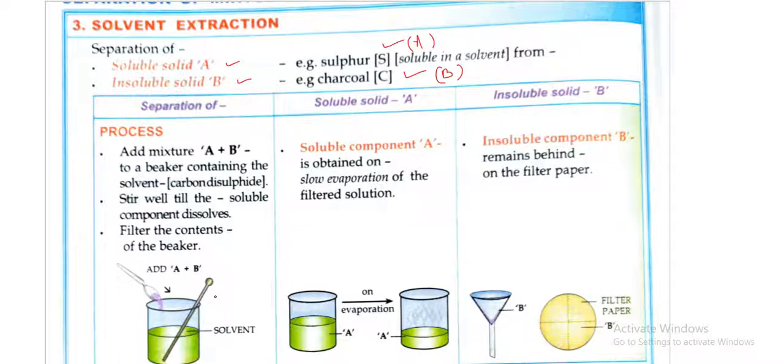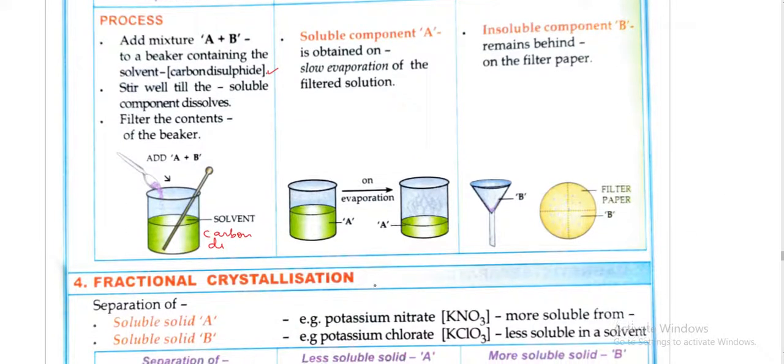We have taken the solvent carbon disulfide. Now after mixing it thoroughly, we will see that one substance has dissolved, that is A has dissolved in the solvent, and B will be floating on it. So what will we do? We will first separate it.